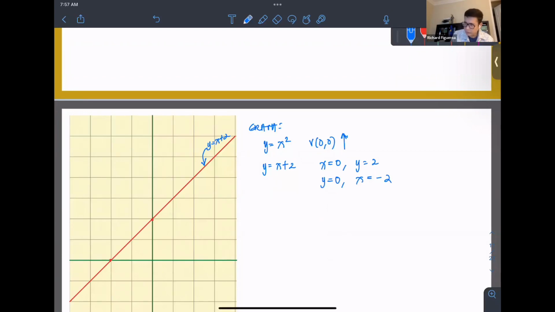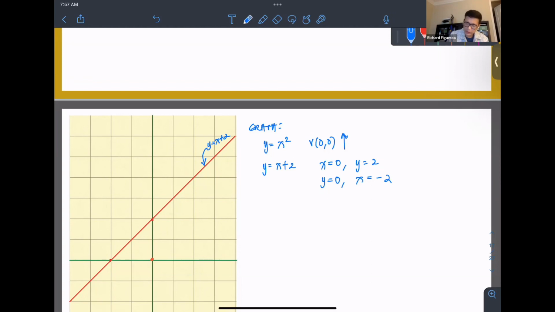Then the other one, I'll be graphing y equals x squared. It has a vertex of (0, 0). However, this one is opening upward. For us to draw it properly, we could get the focus of the parabola, but the easiest way to graph this is just to get the point of intersection.